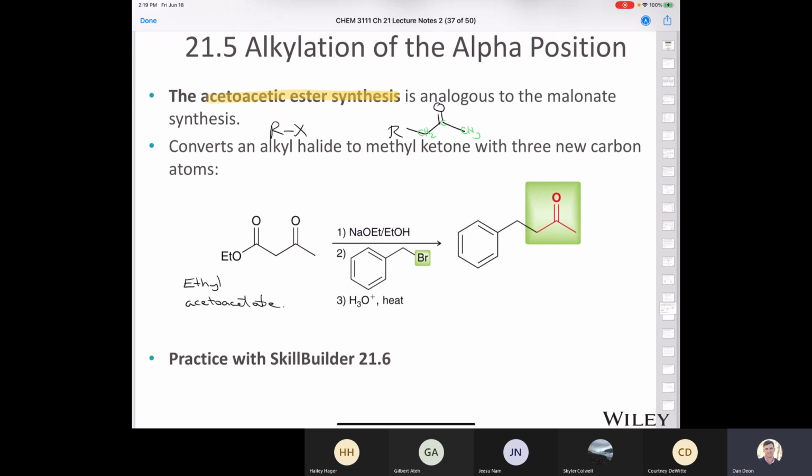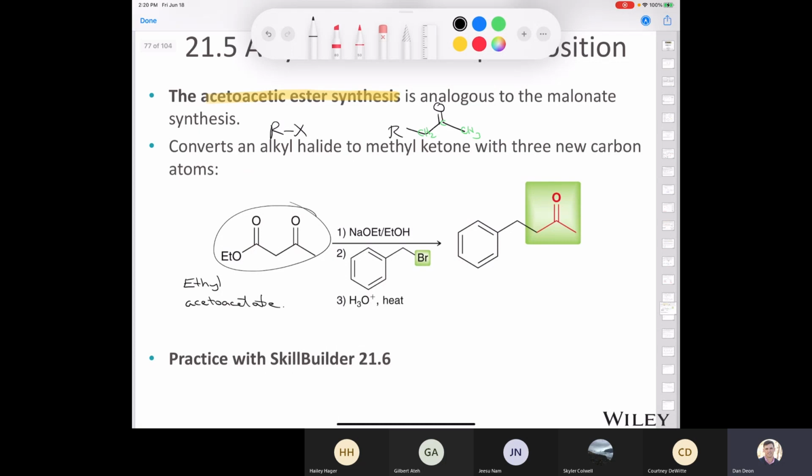And this is what we call the acetoacetic ester synthesis. So we start with ethyl acetoacetate. We do something very similar to the last time. We treat it with sodium methoxide. We generate the doubly stabilized enolate. That can then do an SN2 with a good electrophile like benzyl bromide.